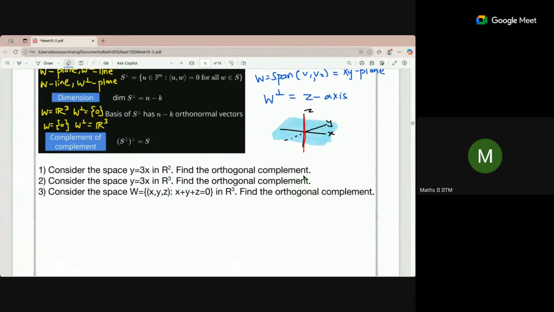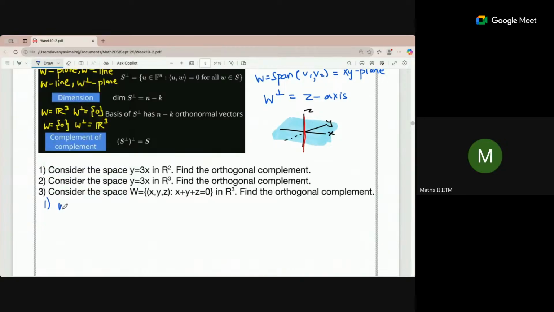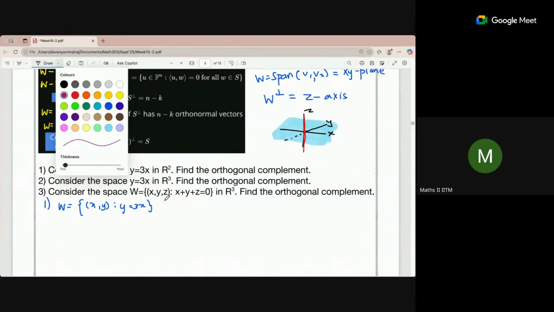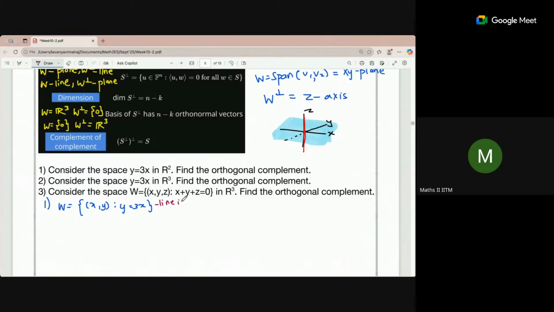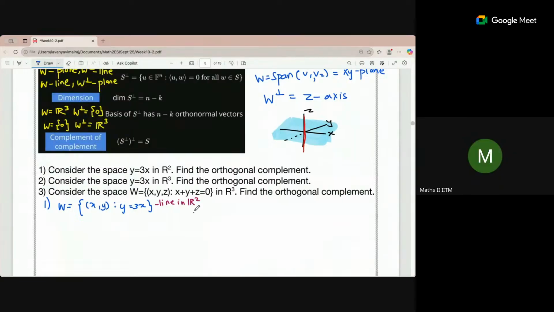Consider the space y equal to 3x in R2. Find the orthogonal complement. So first, what is your W? You need to understand. So in question 1, what is your W? W is the set of all (x, y) in R2 such that y is equal to 3x. Right? Note that this is a line in R2. So what should W perp be? W perp should also be a line. Right? Again, W perp should also be a line.